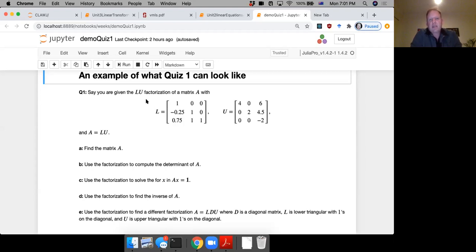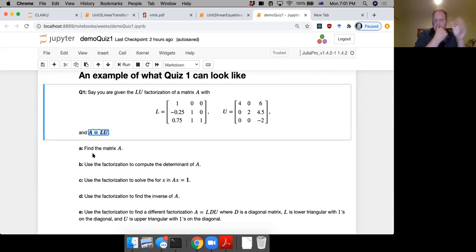Okay, so say you're given an LU factorization of matrix A, and this is L and this is U. So say you're given that, and A equals LU. This line here tells you that there's no P. There's no PA equals LU. So you know there's no permutations. How do you find A?